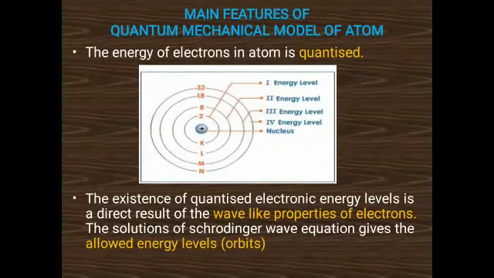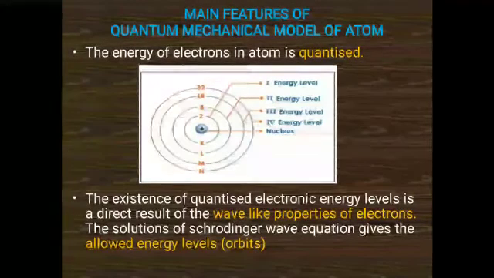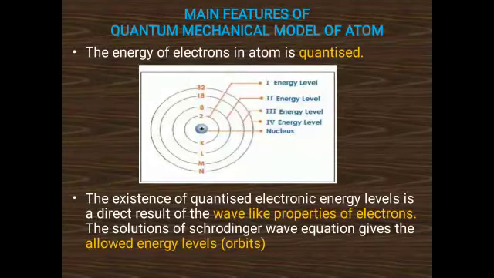mechanical model of atom. So the first important point is the energy of electron in an atom. As per quantum mechanics, the energy of electron in an atom is quantized. Quantized means they have fixed energy. They have small packets of energy. The energy is not given with the full amount. The energy of the electron is in the form of a discrete pattern. That is called quantized.